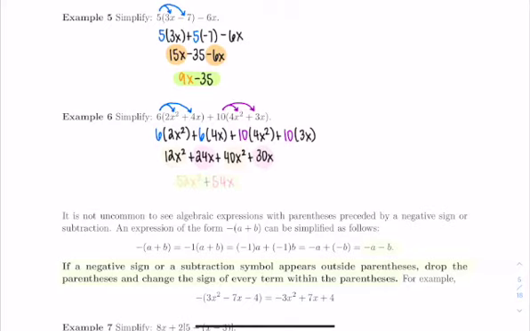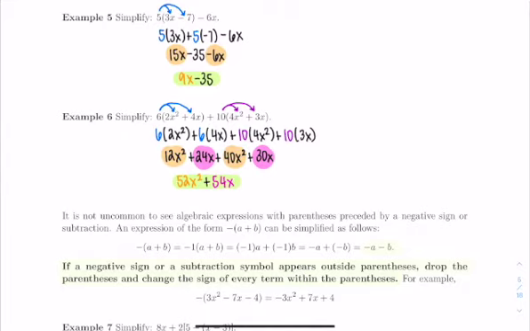So in this case, 12x squared and 40x squared can be combined together, and 24x and 30x can be combined together. So 12 plus 40 gives me 52. And we have the same variable, which is x squared. And 24 plus 30 gives me 54. And again, we still have the same variable, which is x. So my final answer is 52x squared plus 54x.